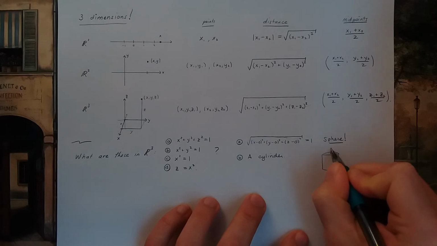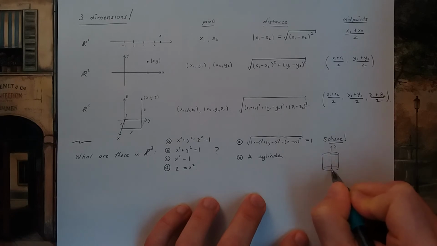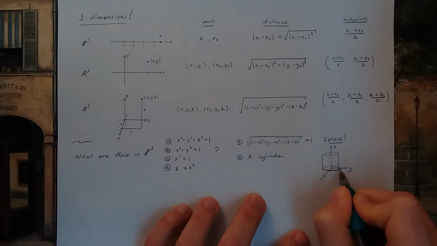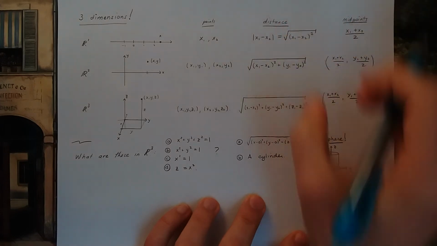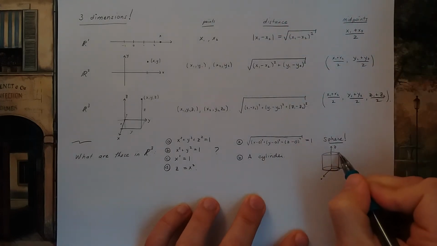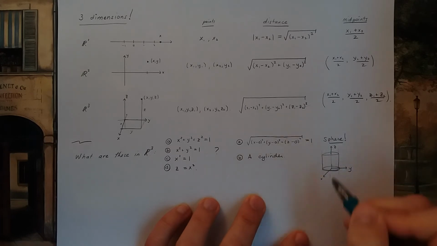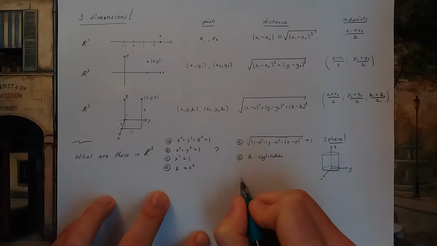So the z-axis is coming up, and then in the cylinder, I have the x-axis over here and the y-axis over here. In the xy plane, I get a circle of radius 1, and that's going to be the same circle at any height z. So this cylinder actually goes up and down forever, but I just drew part of it. That's equation B.